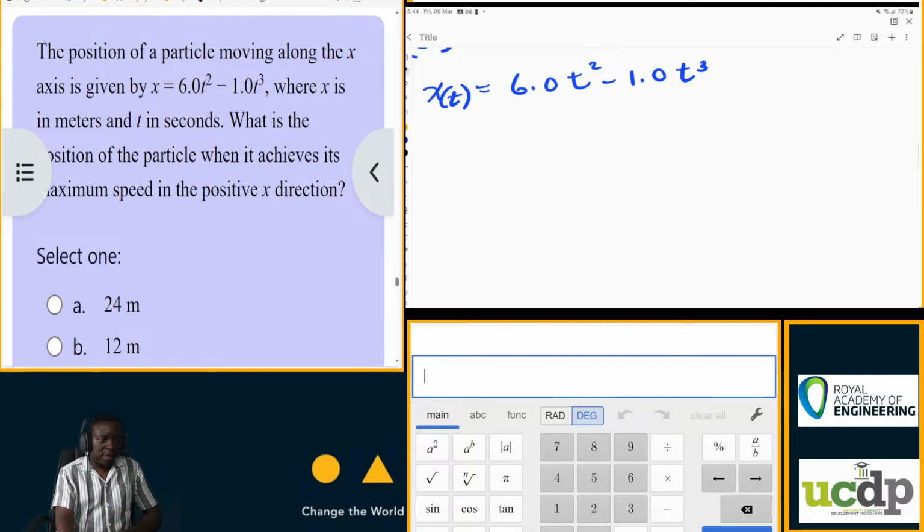But nonetheless, I'm just going to continue with the last part. Here we were to find the position of the particle when it achieves its maximum speed. So what are the requirements for us to be able to find this position? What does maximum speed mean in the positive x direction?